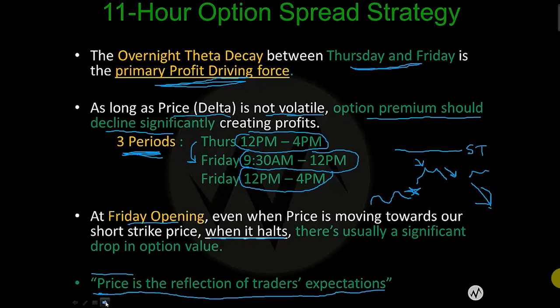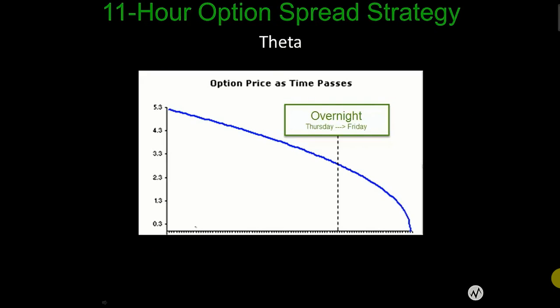Hopefully I'm not losing too many people. This is theta decay on a chart. Let's say this is 12. This is Thursday AM, that's the morning period. Here's 12 o'clock. That's 12, so this is Thursday afternoon. This is the time between Thursday and Friday. Here is Friday AM. And this is PM.